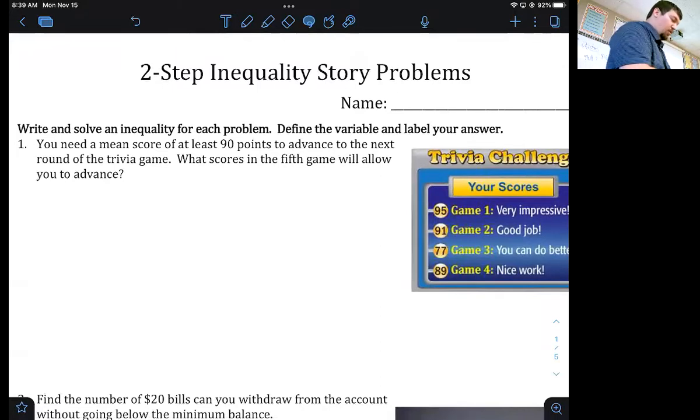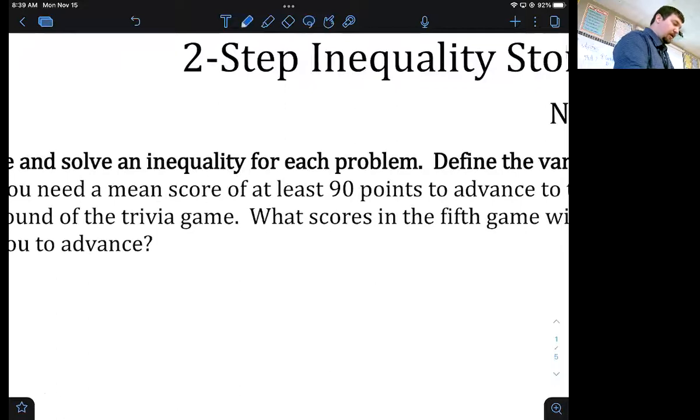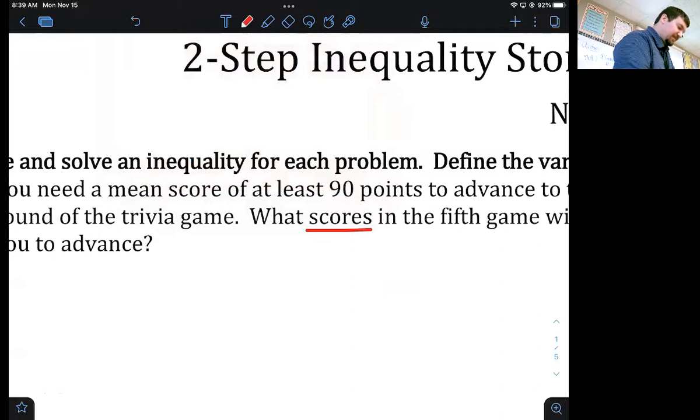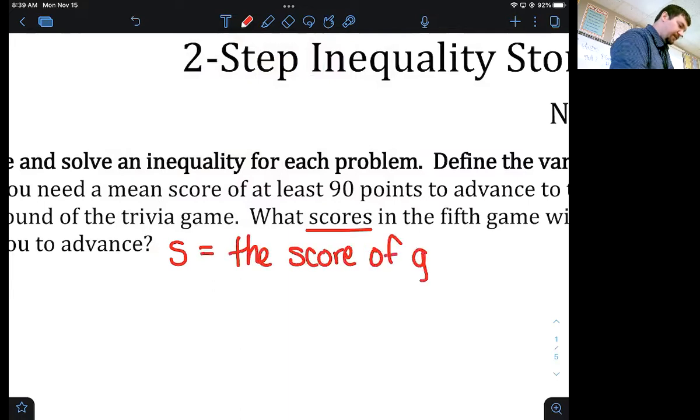So we need to know what scores. Parker, what letter would you like to use? Oh, wow, that's what I was going to use. And so S represents the score of which game, Parker? Good. The score of game 5.